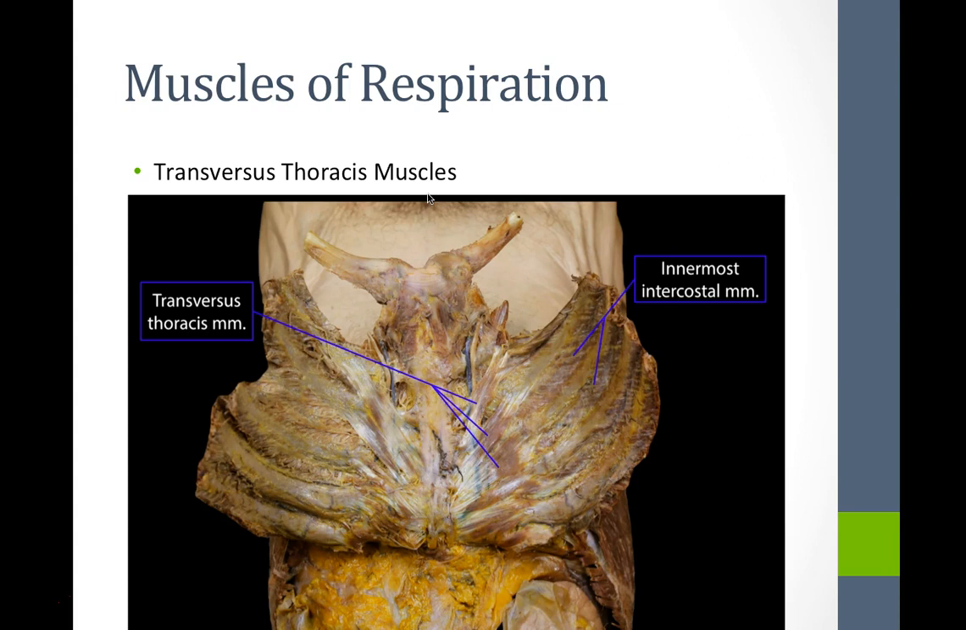So next, let's take a look at one more muscle, and that is your transversus thoracicus muscle. And if you look at the internal surface of the rib cage over here, so right here would be your sternum, these are your clavicles over here, and of course these would be your ribs moving out laterally, you are going to see these fibers that are extending out are your transverse thoracicus muscles.